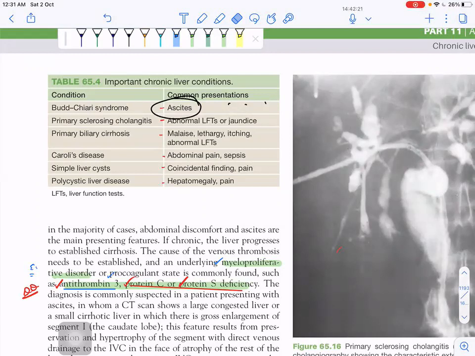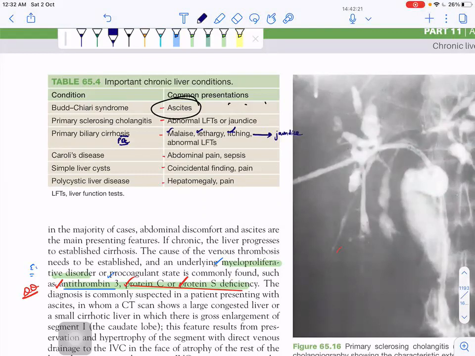Primary sclerosing cholangitis will present with abnormal LFTs or jaundice. And PBC also presents with malaise, lethargy and itching before the development of jaundice. After this malaise, lethargy and itching, jaundice will happen.